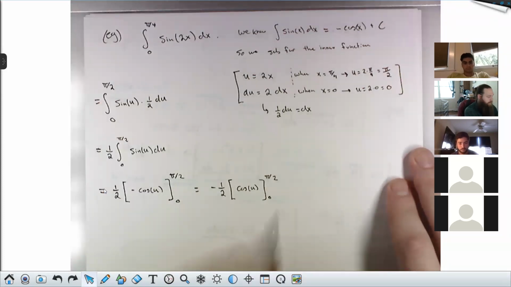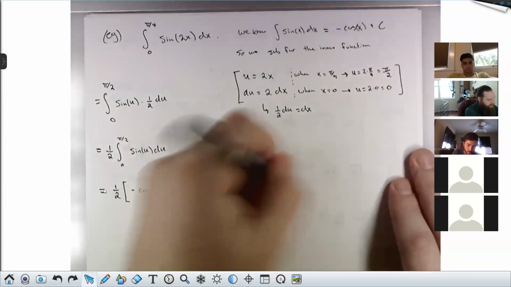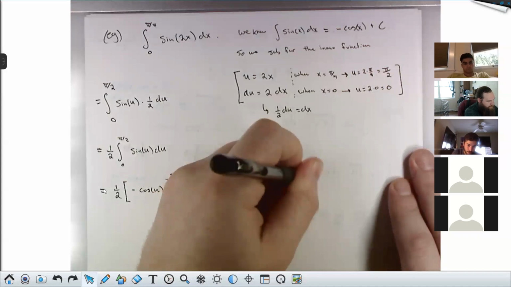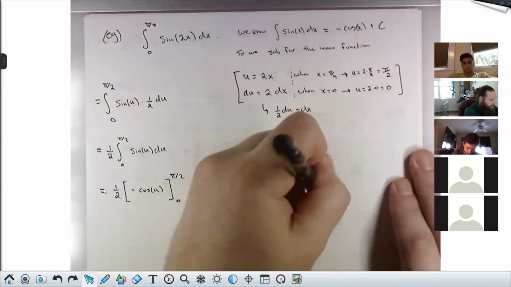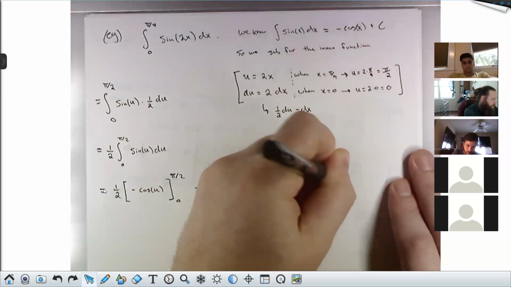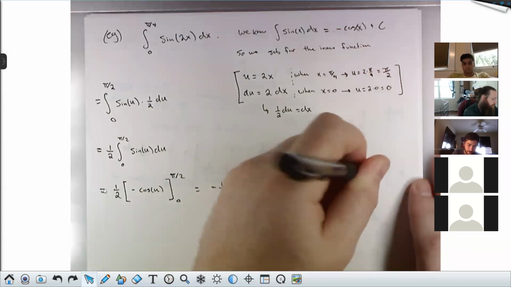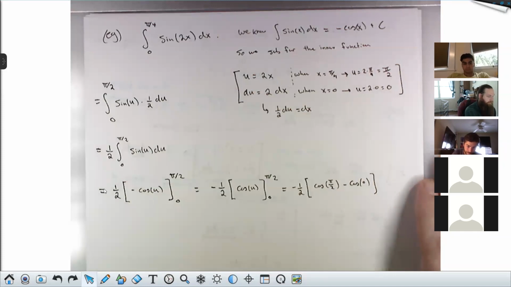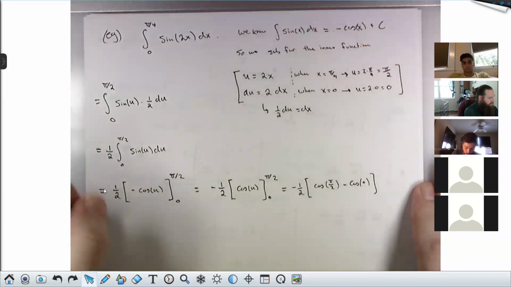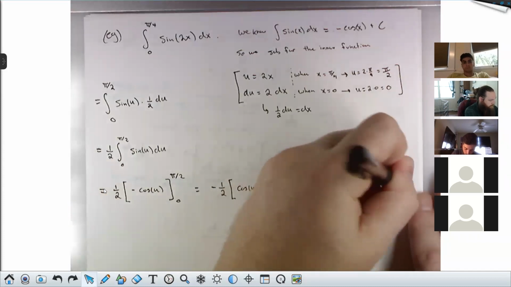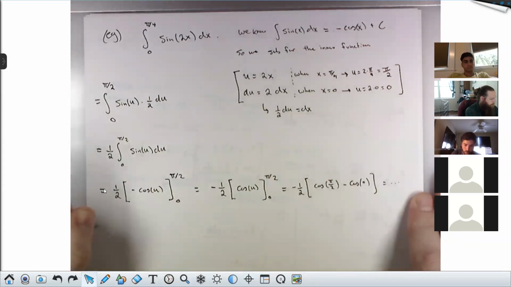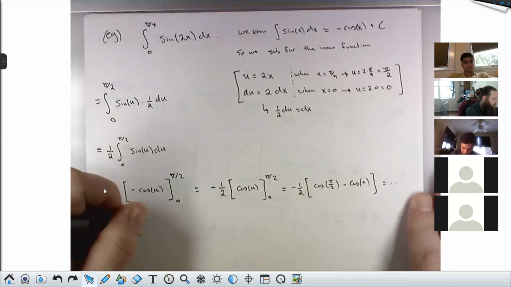And then you plug in the upper thing and subtract what you get when you plug in the lower thing. So this is negative 1/2 times the cosine of pi over 2 minus the cosine of 0. Alrighty, and then we're almost done. That negative 1/2 still coming along for the ride.